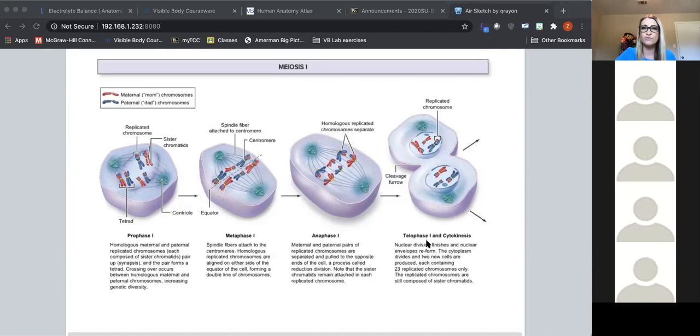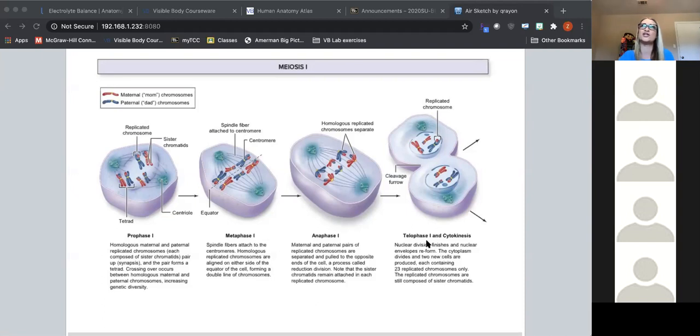So we begin with a cell that is a diploid cell. This diploid cell has replicated all of its DNA and now would have 23 pairs of replicated homologous chromosomes. In our picture right here, we're just showing 3. If they were to draw all 23, it would be a really, really busy image. So we're just following 3 of those 23.